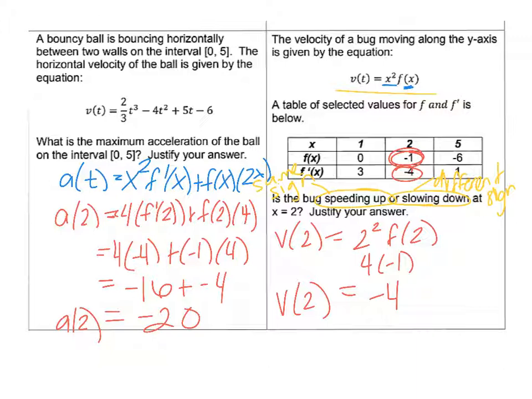So what's my justification for that? The bug is speeding up because velocity and acceleration have the same sign at x equals 2. Notice that I still use my x there to make sure that I'm giving you the time that I'm looking at, right? So the bug is speeding up. I gave my justification, but I'm telling you what time it's actually speeding up at. Okay, so that's important there.